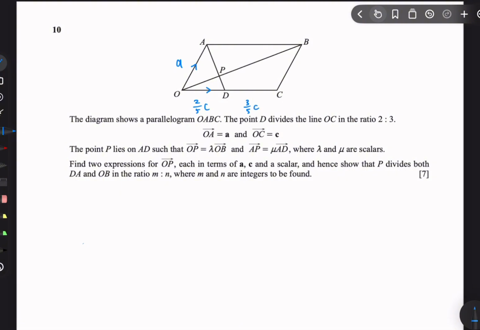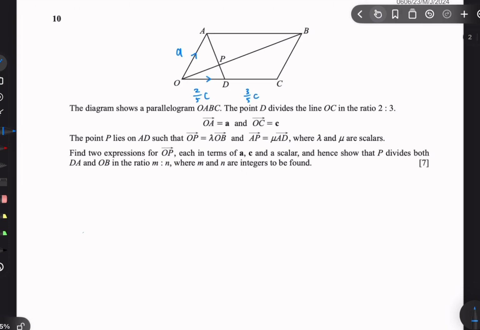The point P lies on AD such that OP equals a scale factor of OB and AP equals another scale factor of AD. And these are scalars. Find two expressions for OP, each in terms of A, C, and a scalar, and hence show that P divides both DA and OB in the ratio m to n, where they are integers. Okay, so first we can form two equations for OP.